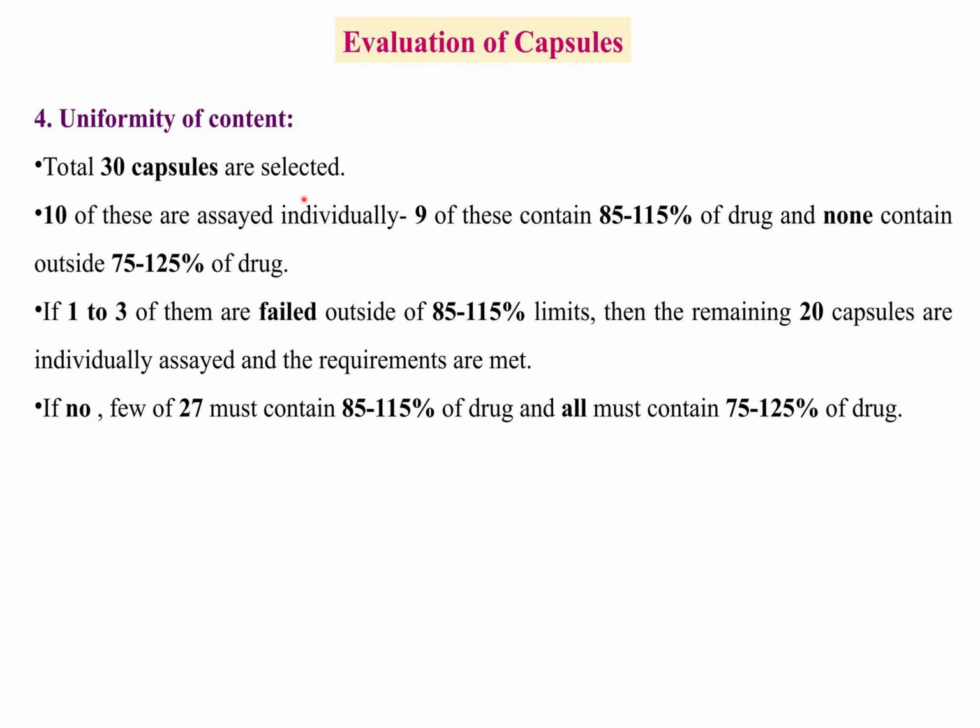Then total 30 capsules are selected. 10 of these are assayed individually. 9 of these must contain 85 to 115% of the drug, and none contain outside the 75 to 125% of the drug. If 1 to 3 of them fail outside of 85 to 115% limits, then the remaining 20 capsules are individually assayed and requirements are met if not fewer than 27 contain 85 to 115% of drug, and all contain 75 to 125% of the drug. So these are the criteria for the content uniformity as indicated by individual monograph.